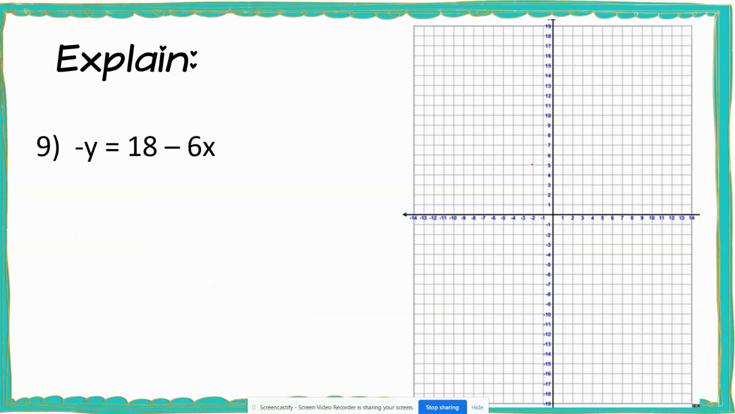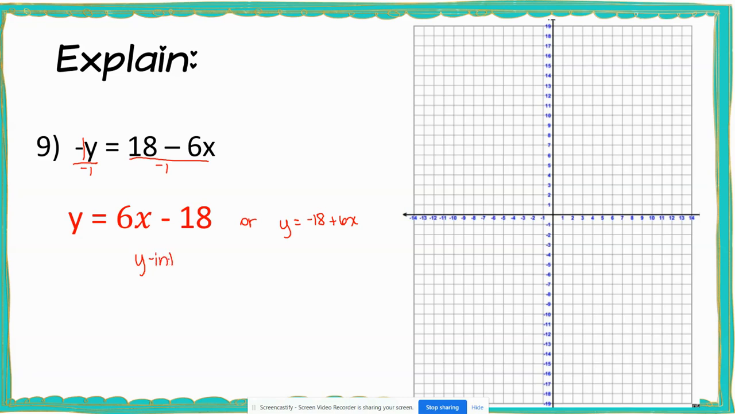For number 9, I have negative y equals 18 minus 6x. Remember, if you see this, y is not by itself. Y has an invisible negative 1, so you would really need to divide by negative 1 on both sides of this equation. When you do that, you will get an equation that says y equals positive 6x minus 18. Or your equation might have said y equals negative 18 plus 6x, but they say the same thing.